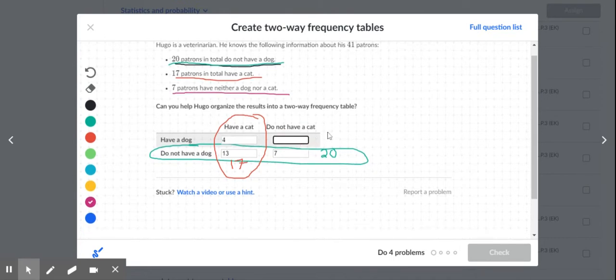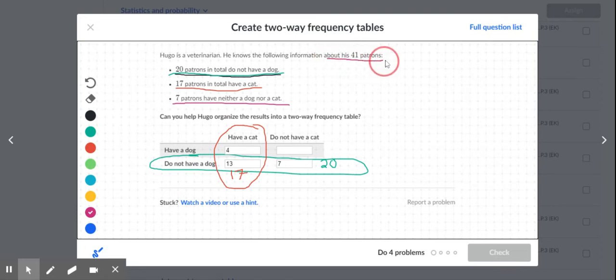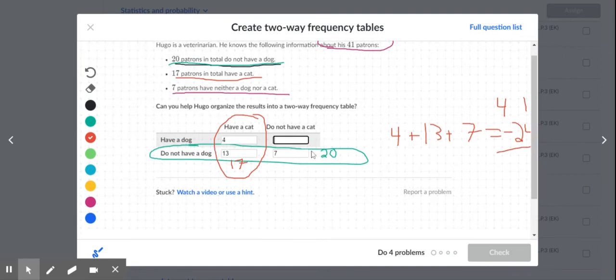The remaining box, we don't have any other information on unless we look back at the beginning. We know the total has to be 41. 41 total patrons. So how many do we have so far? We have 4. We have 13, and we have 7. If we add those up, that's 24 total patrons. Now, there's supposed to be 41, so let's take away 24, and we're left with 17. 17 must go there.